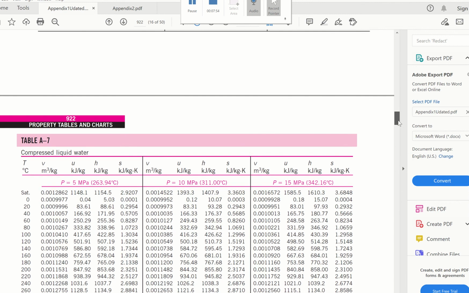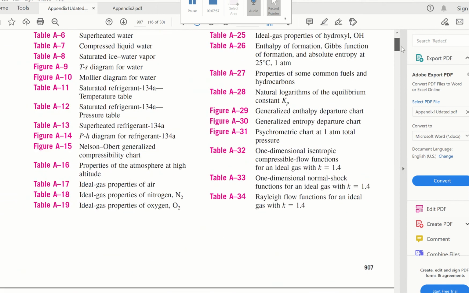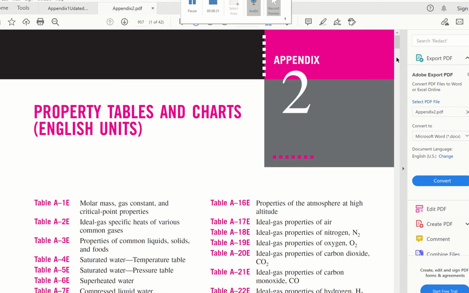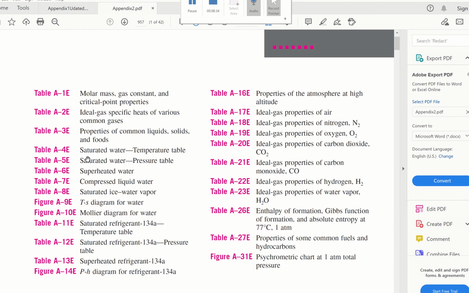So that's the steam table. Again, table A4, A5, A6, A7. Tables A4 and A5 are basically the same. They are both saturated water, except that if you are given temperature, you go ahead and use A4. If you are given pressure, you use A5, right? A6 is superheated water, and A7 is compressed liquid. And if I go back to Appendix 2, which is in English units, it is the same thing. A4, A5, A6, A7, you notice it's the same group.